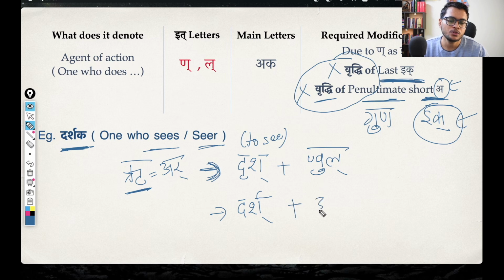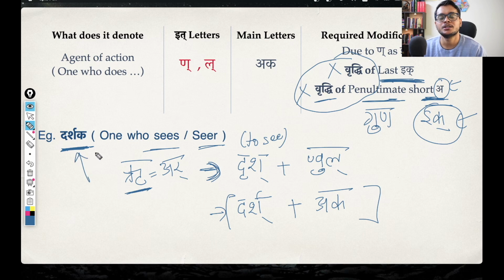And then for nuval we know that the main content is aka. So if we combine them together now, we get this pratipadika darshaka. Darshaka means one who sees, the seer. So with this example, we saw this one point that whenever the vriddhi cannot happen, then the guna may happen. That is what was applied in this particular example.